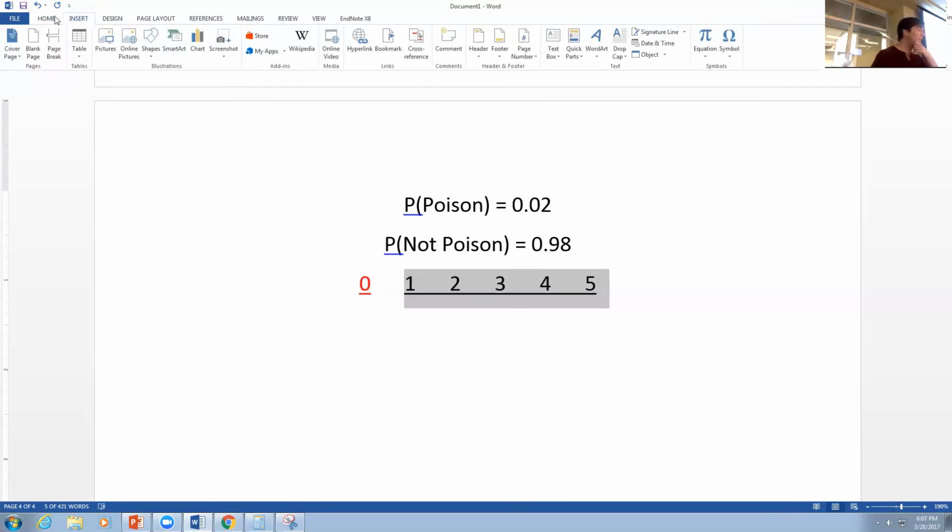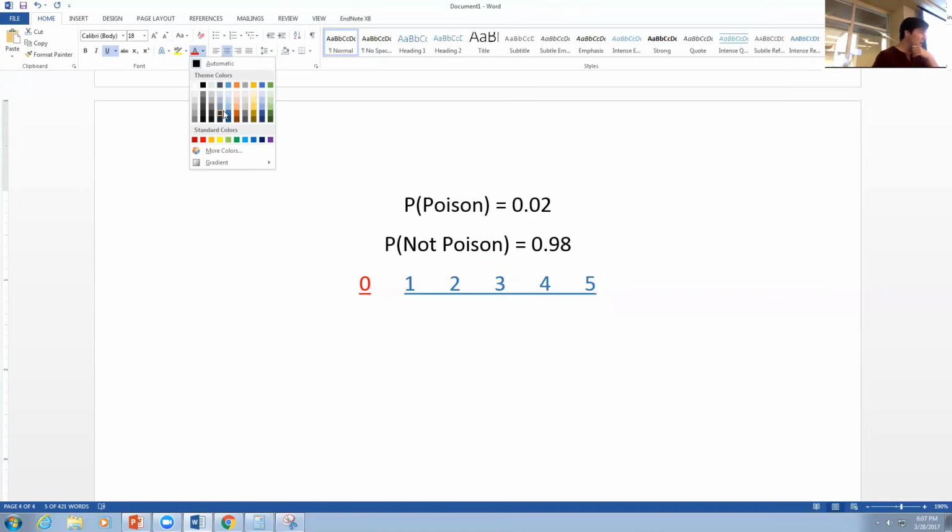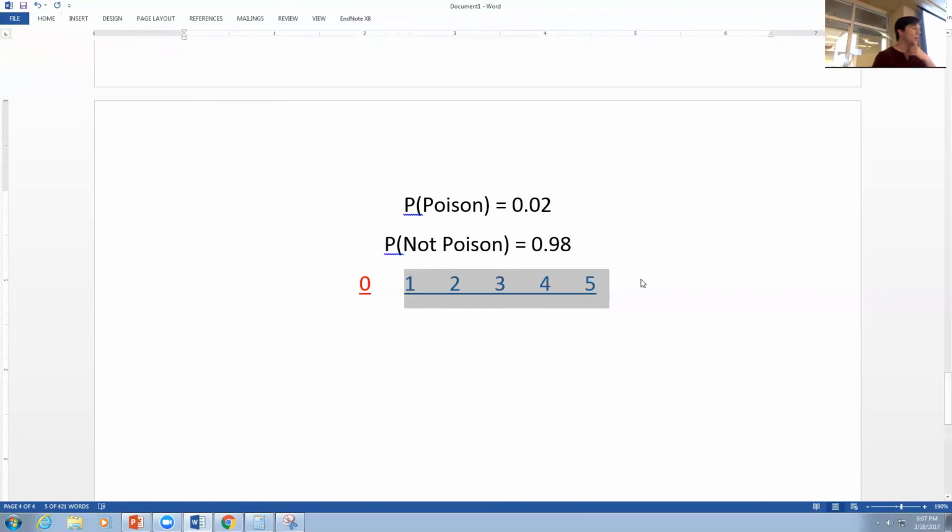Now, you ask me, what is the probability I ate 1 poison candy or more, which is at least 1 poison candy? What is the probability I ate at least 1 poison candy? I think you might already see it even. What are we trying to figure out here?